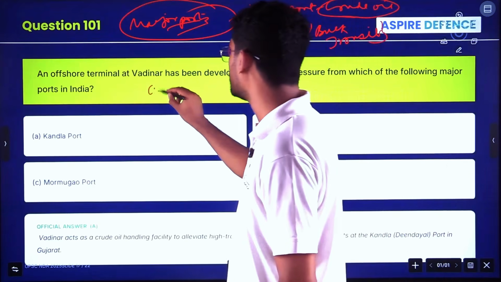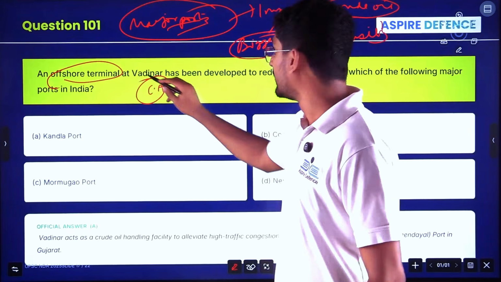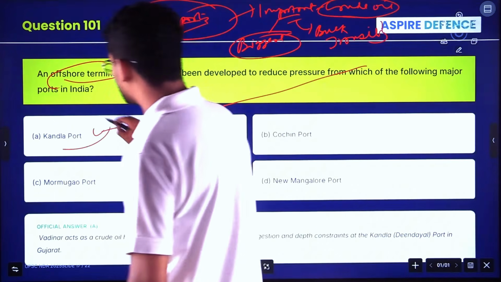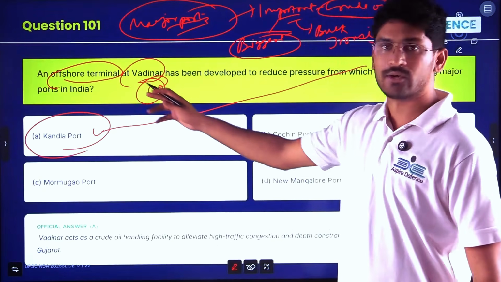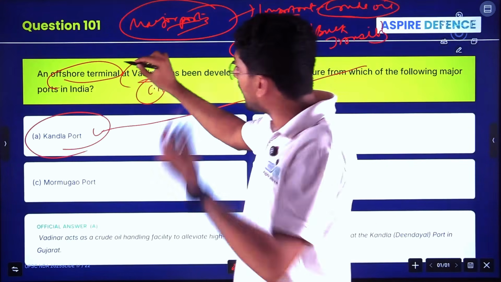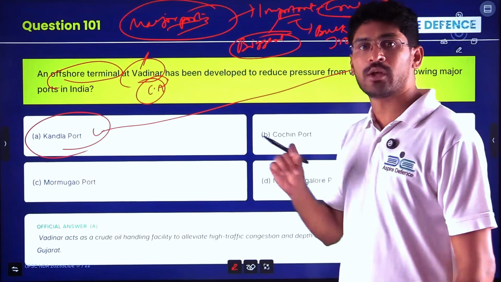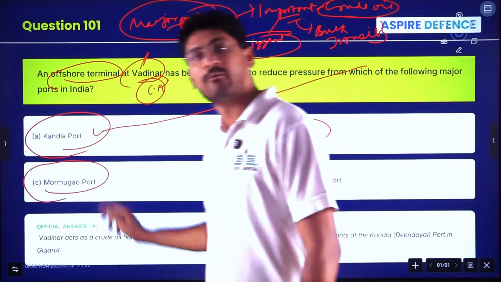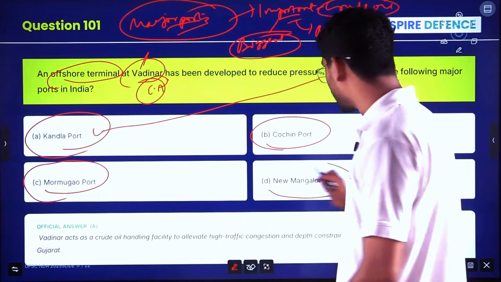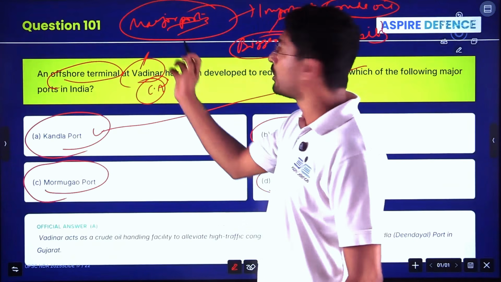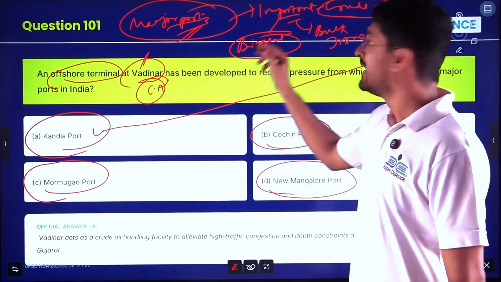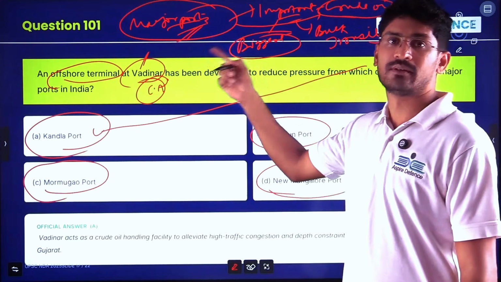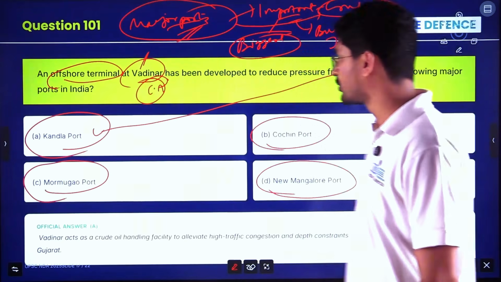Here it was a current affairs question. An offshore terminal at Vadinar has been developed to reduce pressure from which of the following? It is Kandla port. Kandla port is in Gujarat. And to reduce the pressure, it was in the news in the last year, 2025. So an offshore port at Vadinar was developed. Now your work is to know about Cochin port. What are its features? Marmugao port, where is it? What are its characteristics and features? New Mangalore port, this also you have to know, and you have to map all the major ports and distinct UPSC news or current affairs news with respect to the major ports. Understood? Chalenge, bachcho, next question pe.